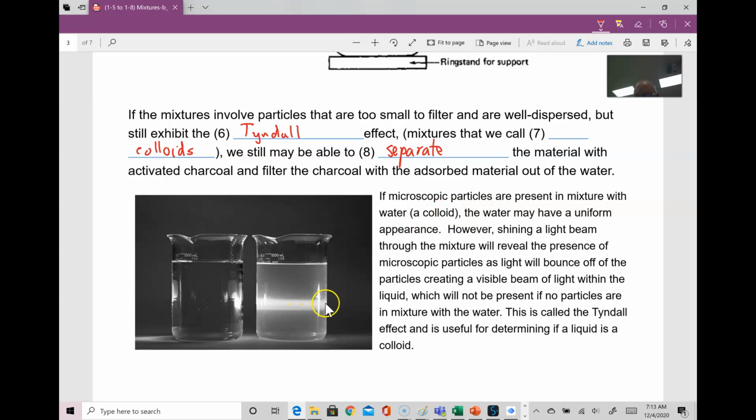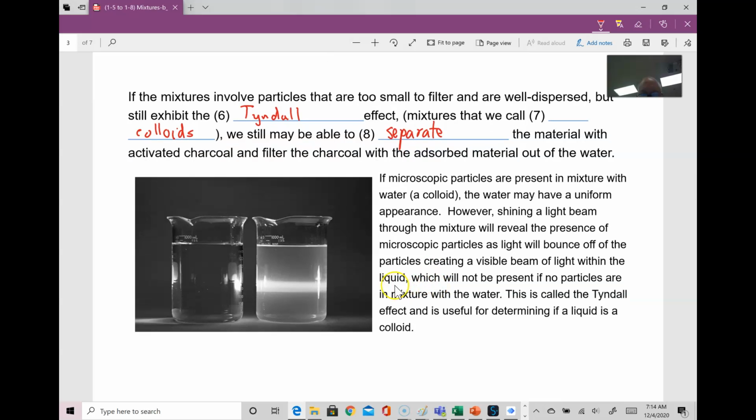And just to show you what the Tyndall effect is, if microscopic particles are present in a mixture with water, which is a colloid, the water may have a uniform appearance, okay? So without the light shining on it, the water has a uniform appearance. However, shining a light beam through the mixture will reveal the presence of microscopic particles. Light's going to bounce off them, and you'll actually see the beam of light as it's passing through the liquid. And that will not be present if no particles are present in the mixture.